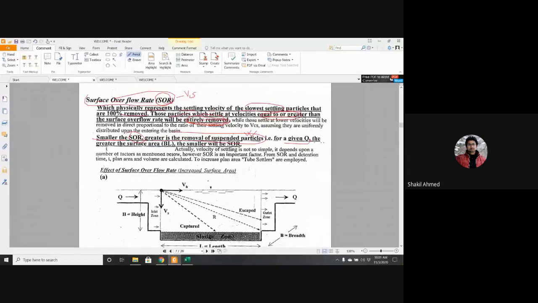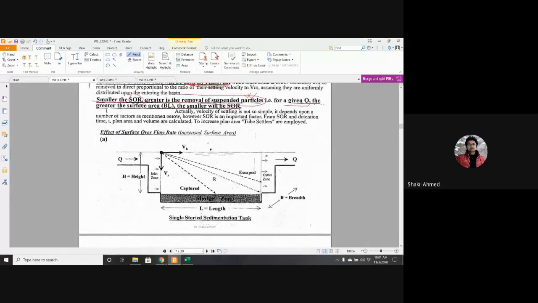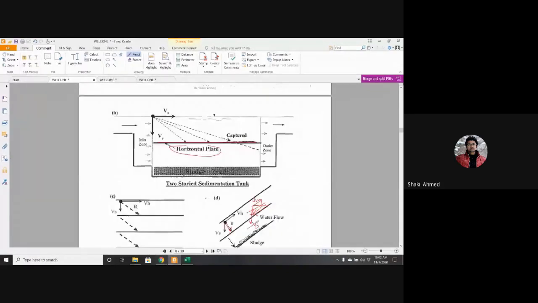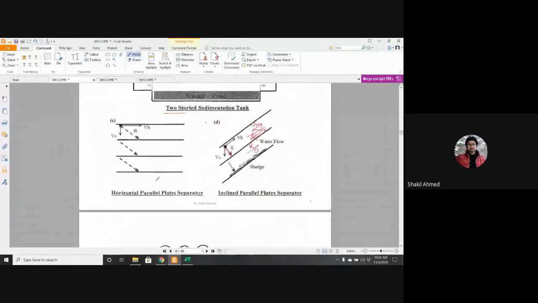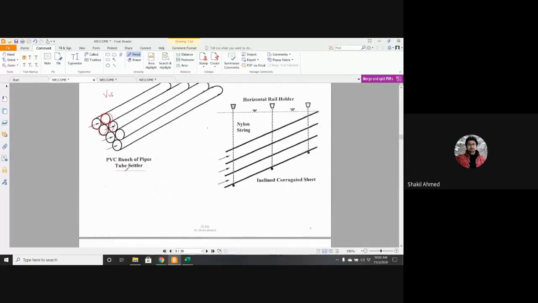Okay, so this is important for your exam. What is SOR? Can you tell what the significance of SOR is in increasing the removal efficiency of a sedimentation tank? So then you have to say that to reduce VCS, you have to use multiple trays, 2-story or 3-story. Or you can use tube settlers.